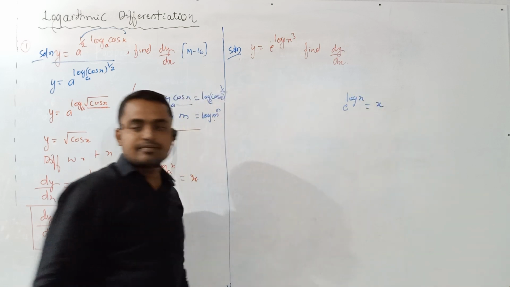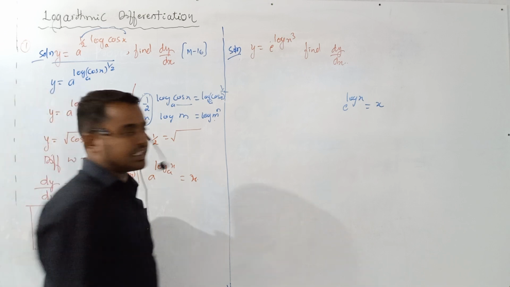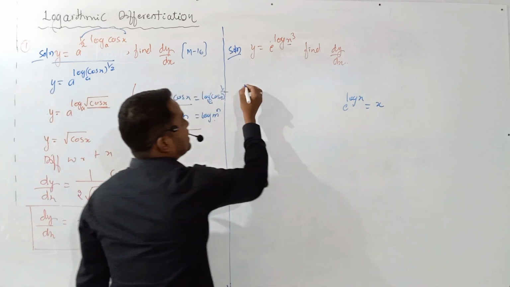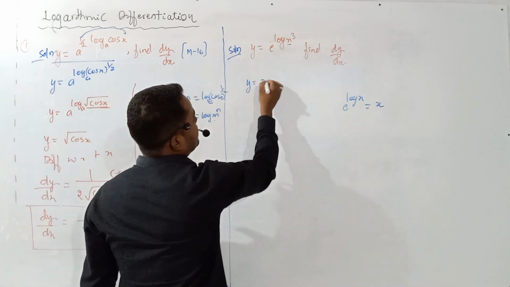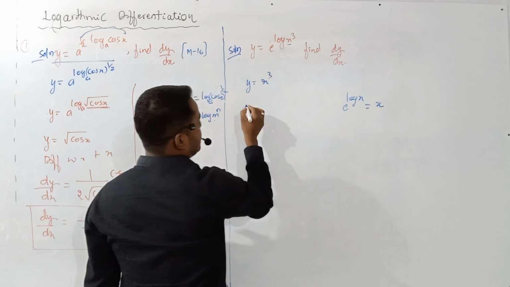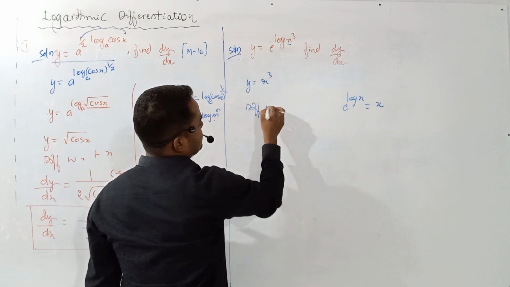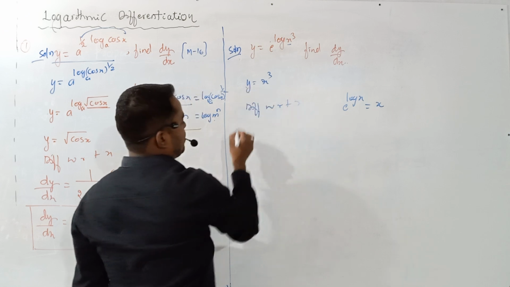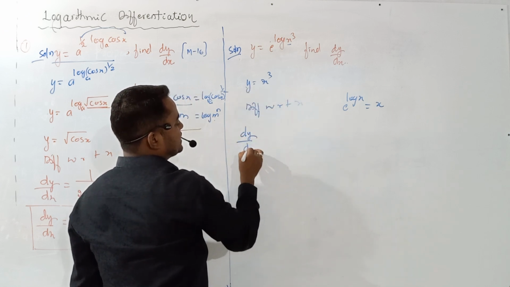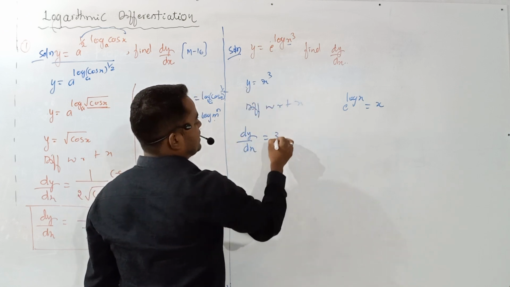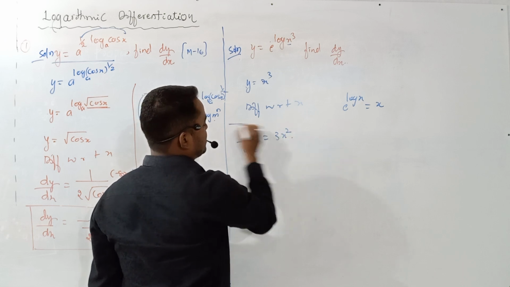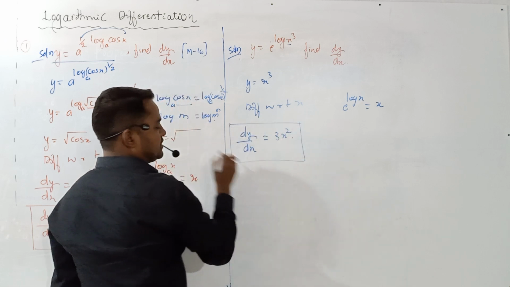e raised to log x is equal to x. Instead of x, here we have x cube. Then y is equal to x cube by this property. Then differentiate with respect to x. The derivative of y is dy by dx. The derivative of x cube is 3x square. The derivative of x is 1. This is the final answer.